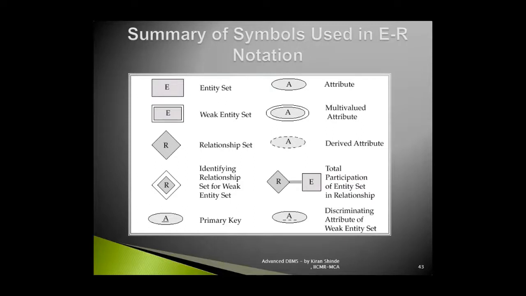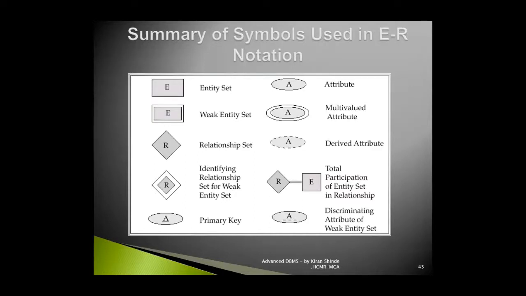Now, this is the summary of the various symbols which we have been discussing throughout this video series. So just to have the summary once again in front of you, entity sets can be represented with a rectangle, an ellipse is used to represent an attribute, a double rectangle for a weak entity set, a double ellipse for a multi-value attribute, a diamond for a relationship set, and a dotted ellipse for a derived attribute. Then you can see a double diamond for an identifying relationship set for a weak entity set, and then total participation between a relationship set and an entity set can be represented with the double line.